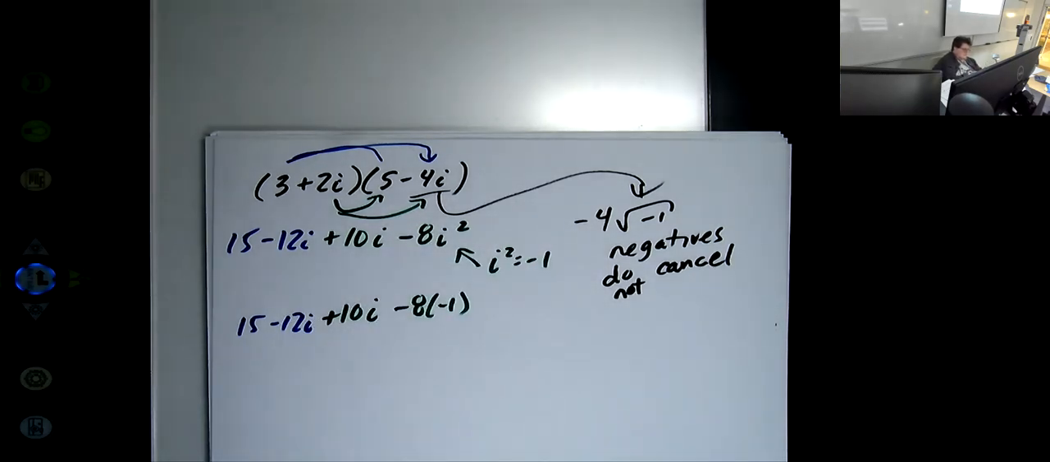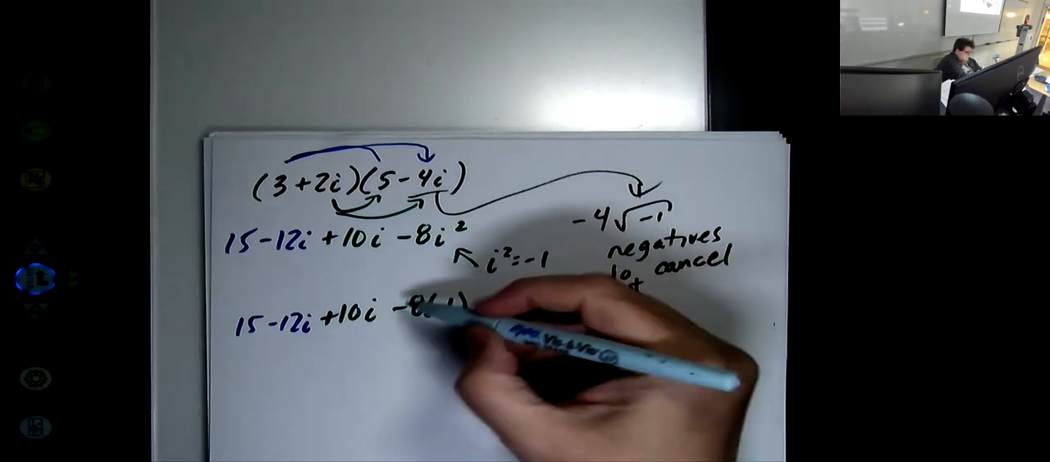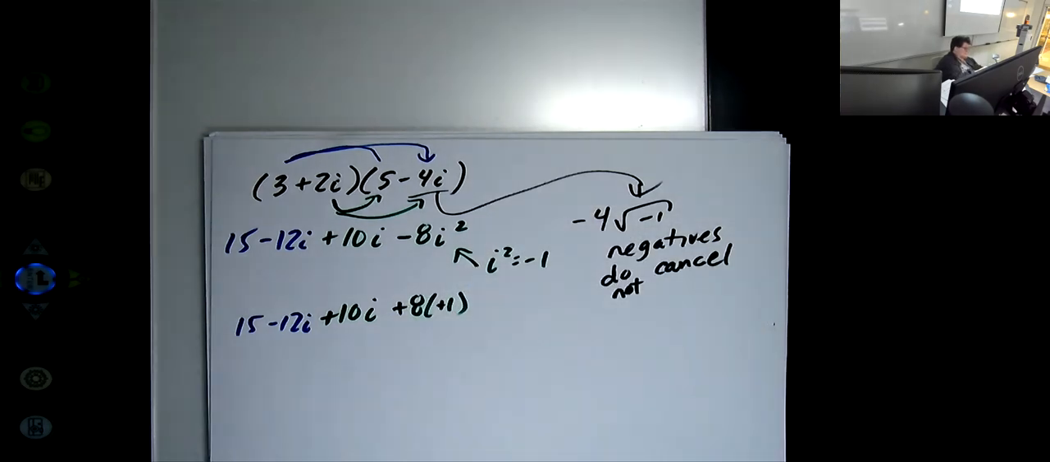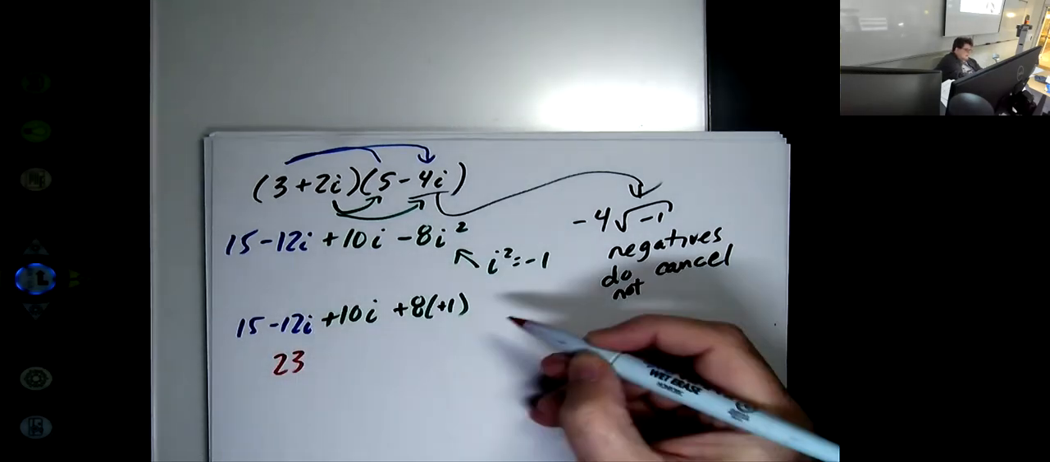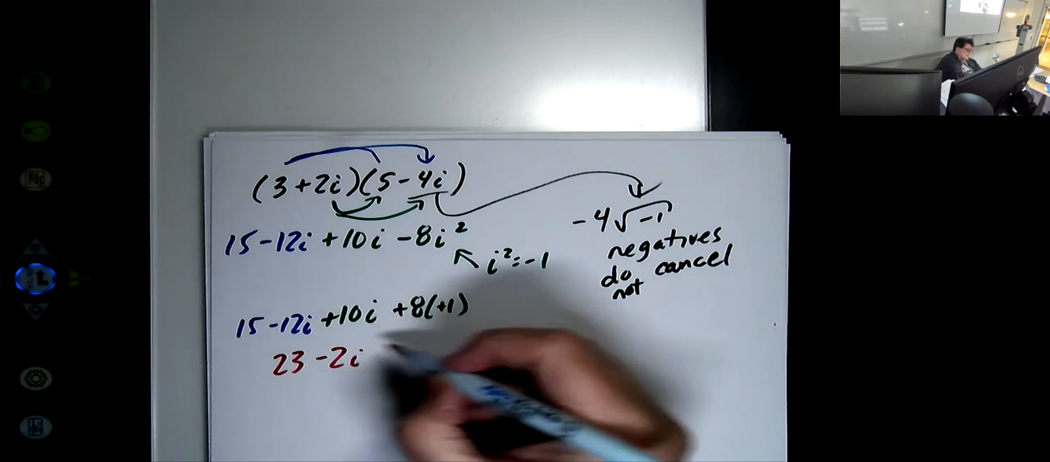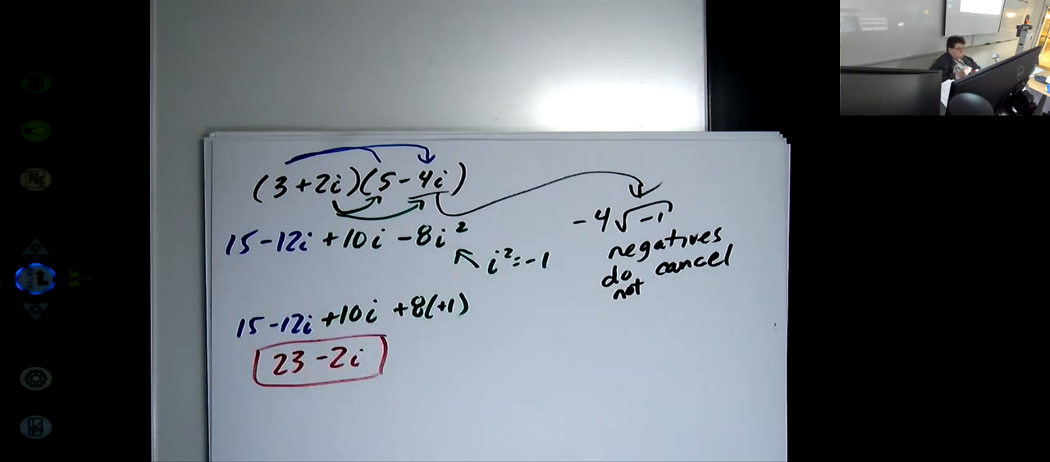Now we're going to just clean up and combine like terms. I have 15 plus 8. The 2 negatives turn into a plus. 15 plus 8 is 23. And negative 12i plus 10i is negative 2i. And that's it.